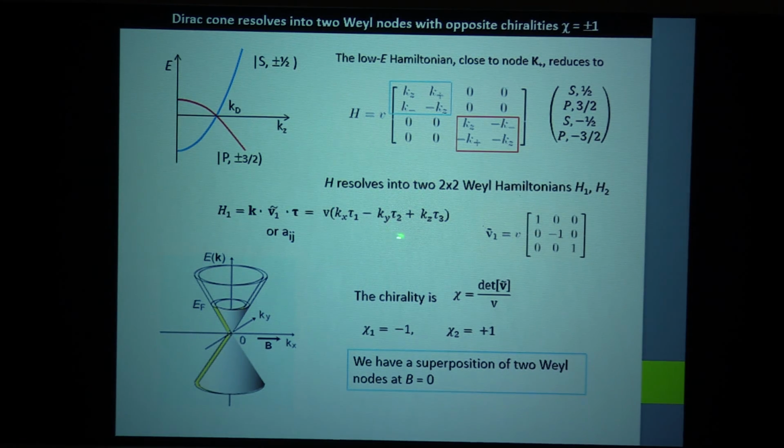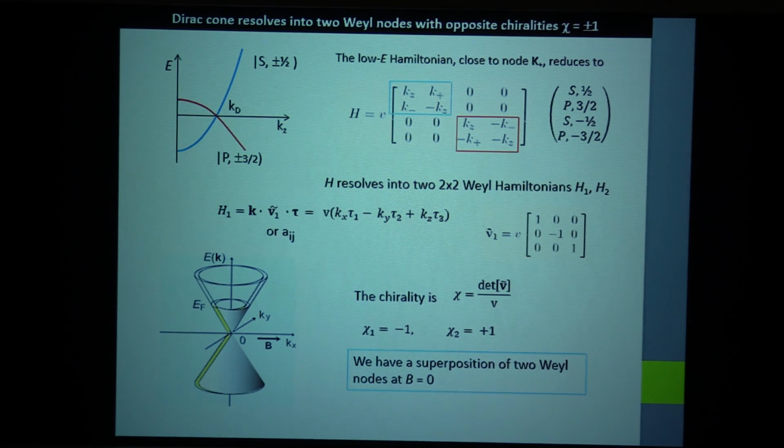You find that if you write it in terms of the Pauli matrices, this is the form, right? Now, this can also be written in this matrix form that Ed talked about this morning. I think he used the notation A_ij. So if you look at this, you easily see that the velocity matrix is diagonal, but it has a determinant of -1. So this is how you determine the chirality. The chirality of the upper block is -1, that of the lower block is +1.